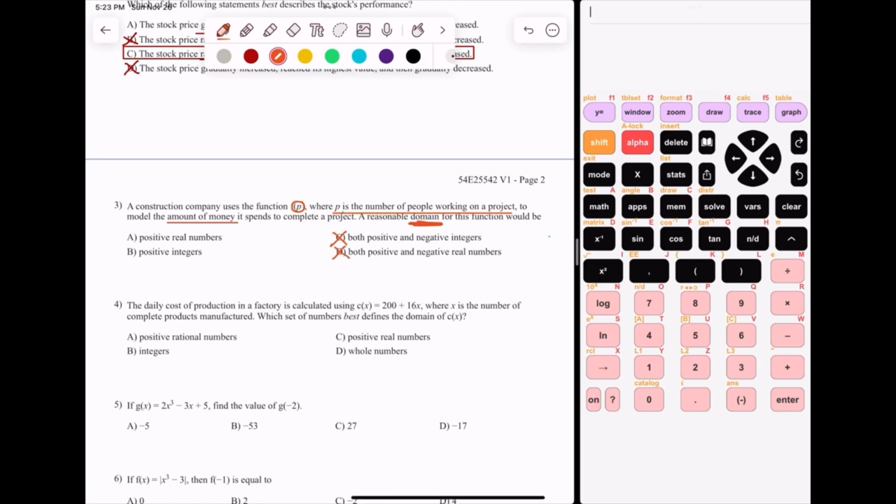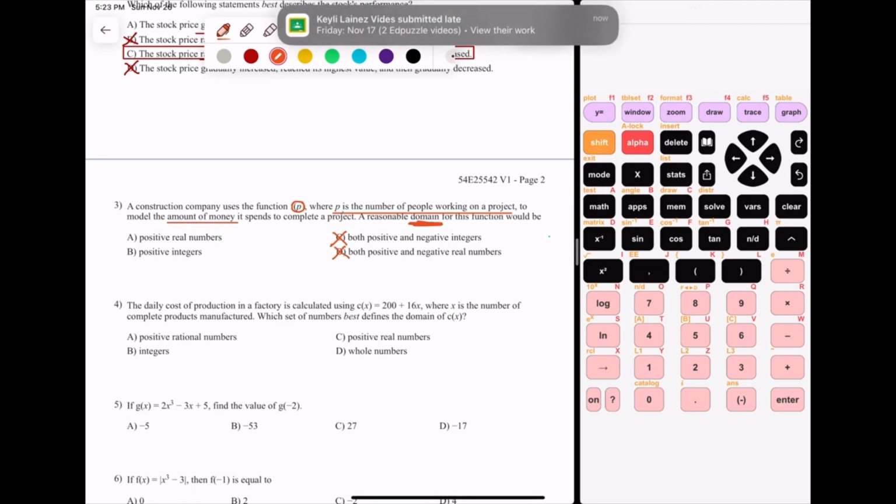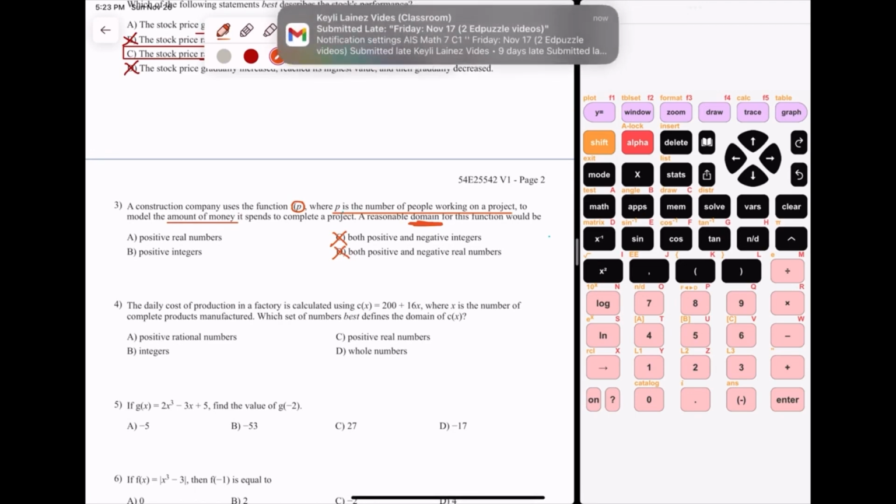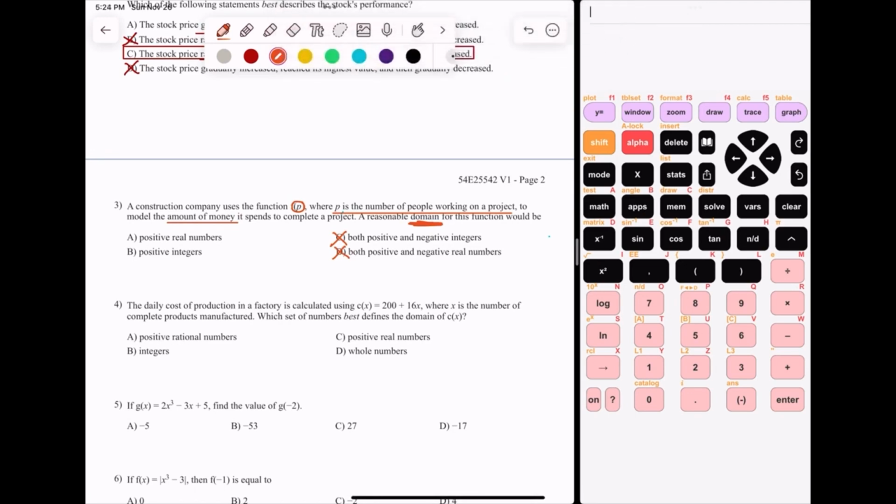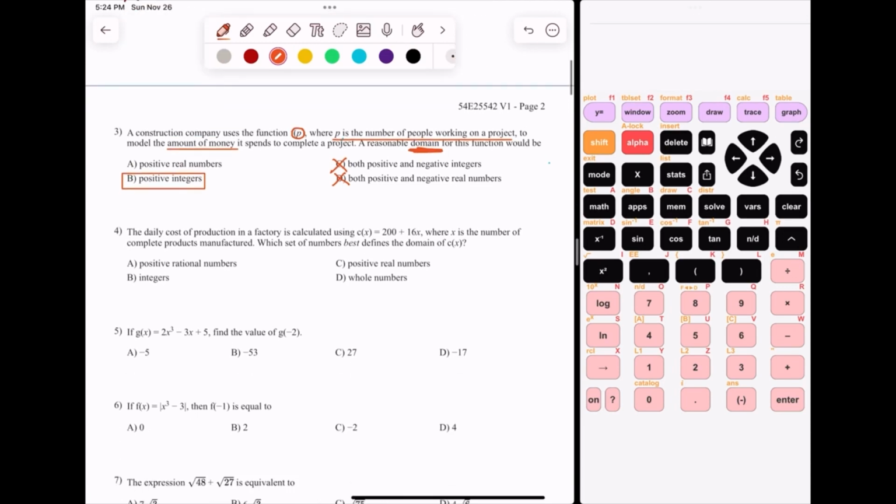A says positive real numbers. That can be any number in the world, fractions, decimals, all of those. Whereas positive integers would only be whole numbers. Well, if we're talking about people, then it needs to be whole numbers that don't have a fraction or a decimal. So choice B. All right, let's look at question 4.